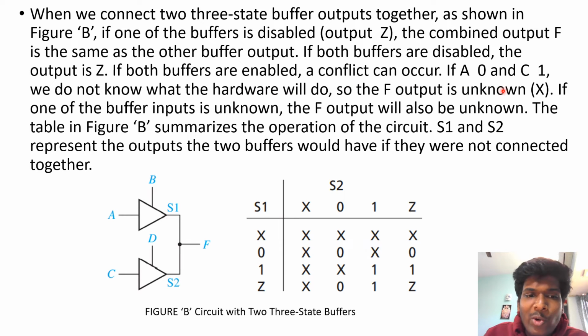If A is 0 and C is 1, we do not know what the hardware will do. So the F output is unknown. If one of the buffer inputs is unknown, the F output will also be unknown. The table in figure B summarizes the operation of the circuit.